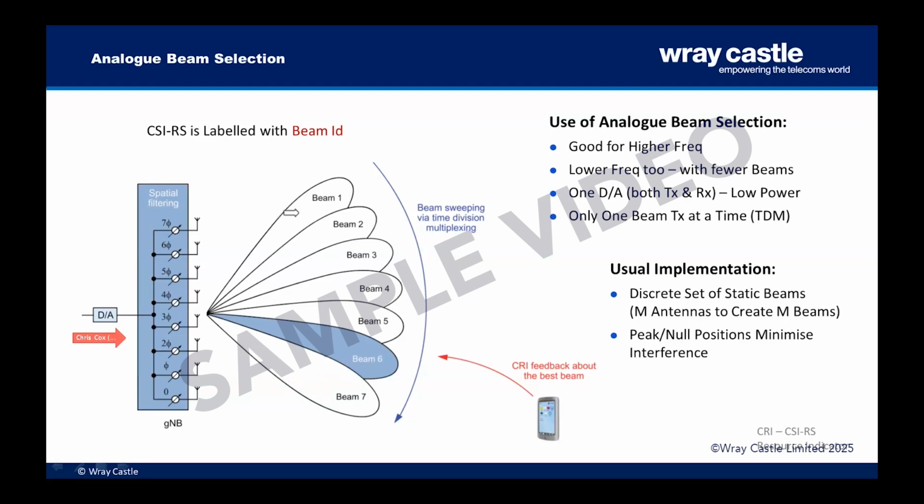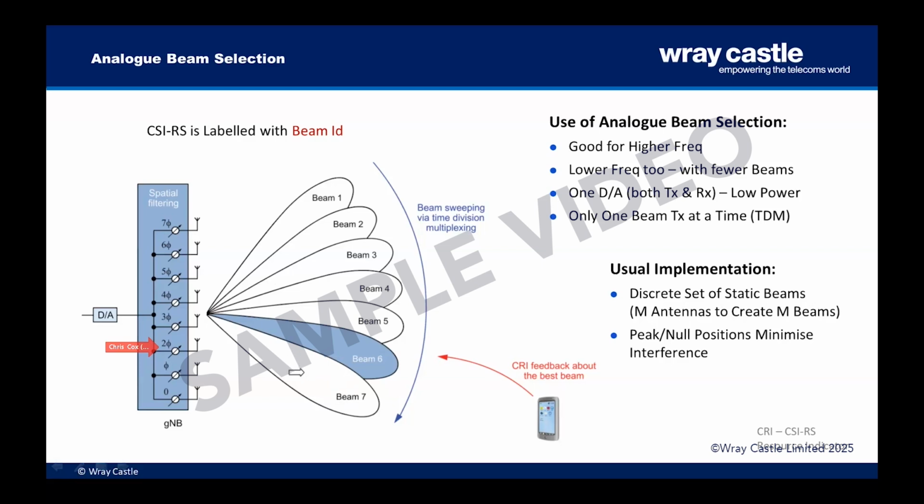Instead, we will set up a discrete set of beams, 1, 2, 3, 4, 5, as shown here, with those beams created using a discrete set of analog phase shifts. We will not allow the phase shift to vary continuously. It's going to change in jumps, with each jump corresponding to a switch to a different beam.